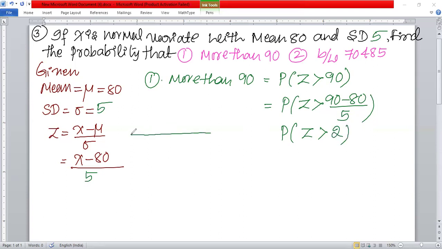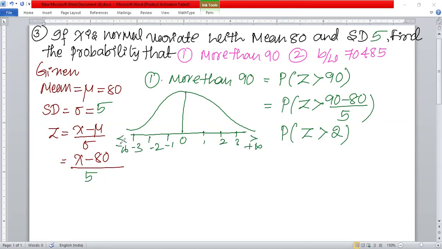Guys, this is greater than. Remember, simple trick. So 0, 1, 2, 3 go toward greater than, plus infinity. And -1, -2, -3 go toward less than, minus infinity. So here +2, and greater than means from that line to this way. So you have to shade it from here to here.